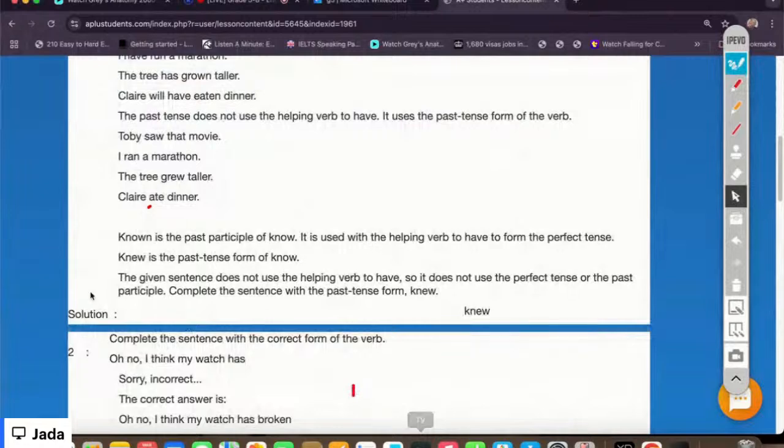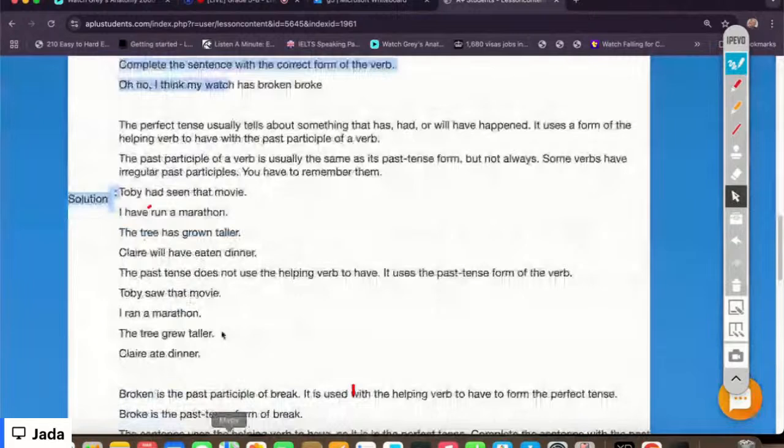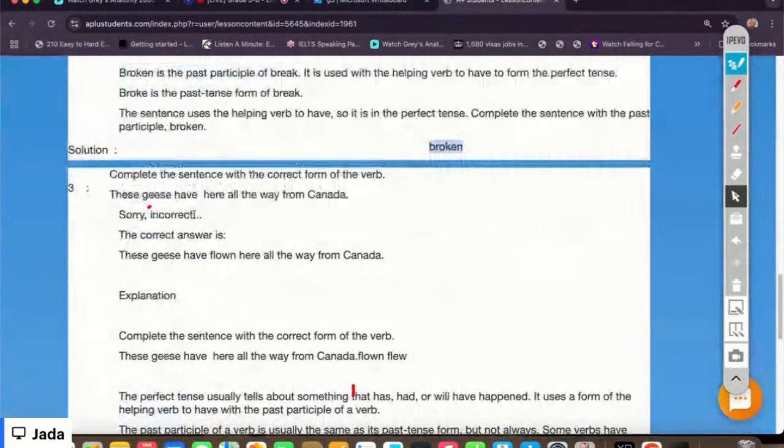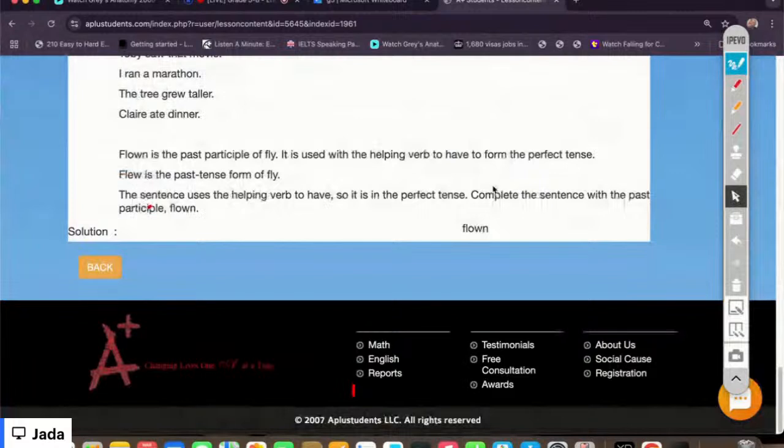Now, I think my watch has broken. These geese have flown here all the way from Canada. So it's using the irregular past participle basically for the perfect verb tenses, right?